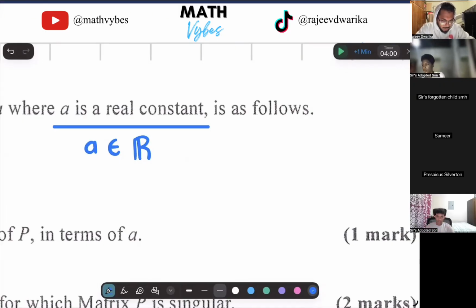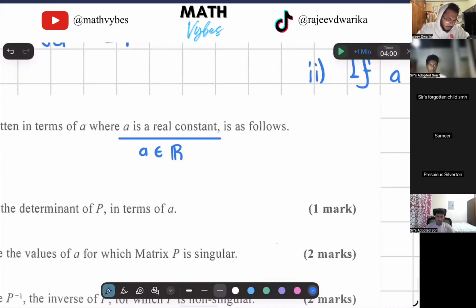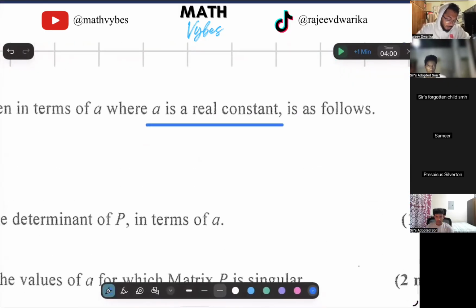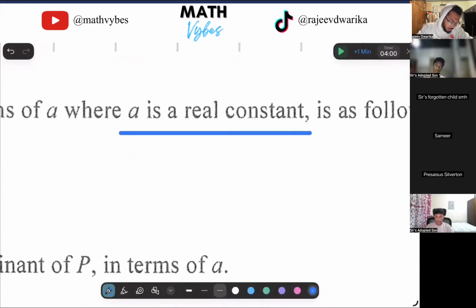Wait, let me just check something real quick. Oh yeah, my bad. If it's a real number, then yeah, -2 would be a solution, right? It would be a solution. Let me just address that one time.